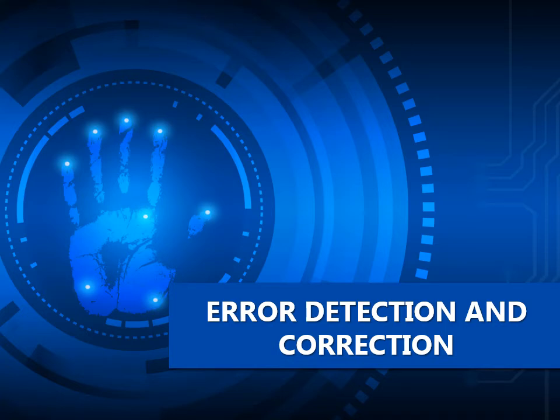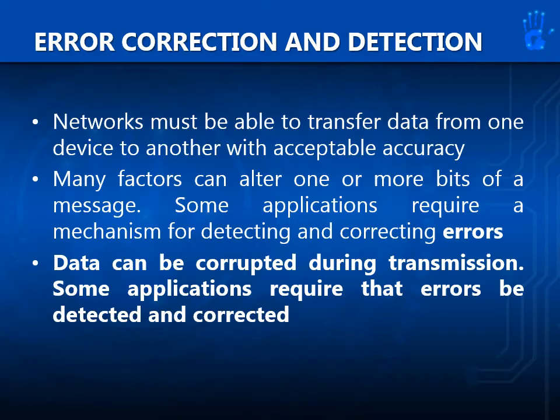Error detection and correction. Networks must be able to transfer data from one device to another with acceptable accuracy. There are many factors that can alter one or more bits of a digital message. Some applications require a mechanism for detecting and correcting these errors.